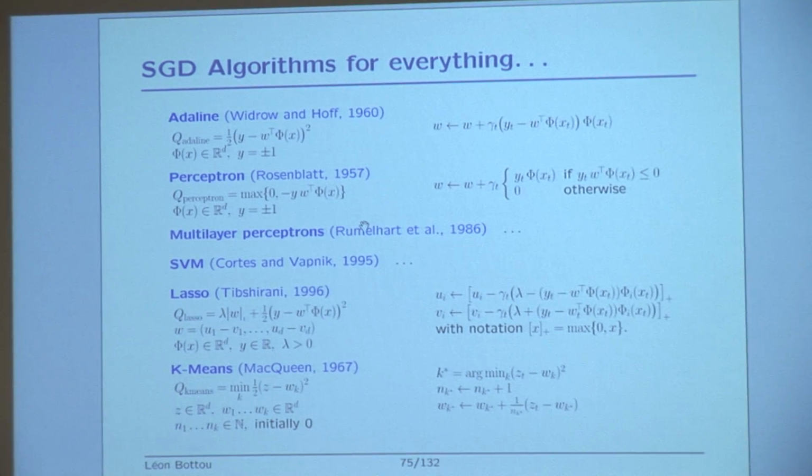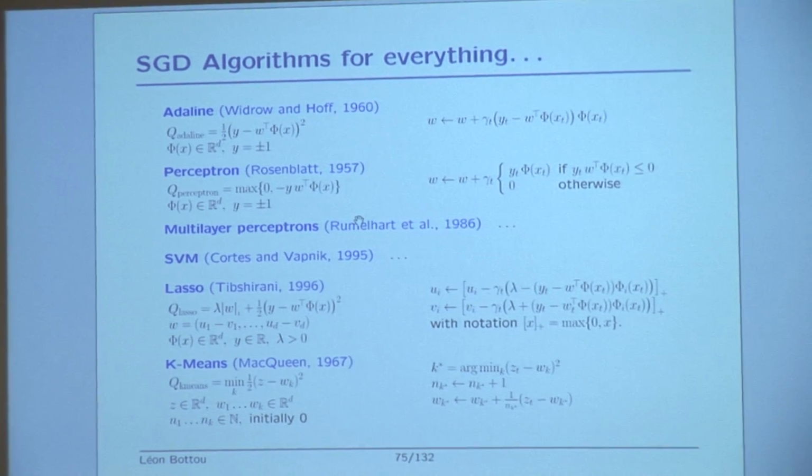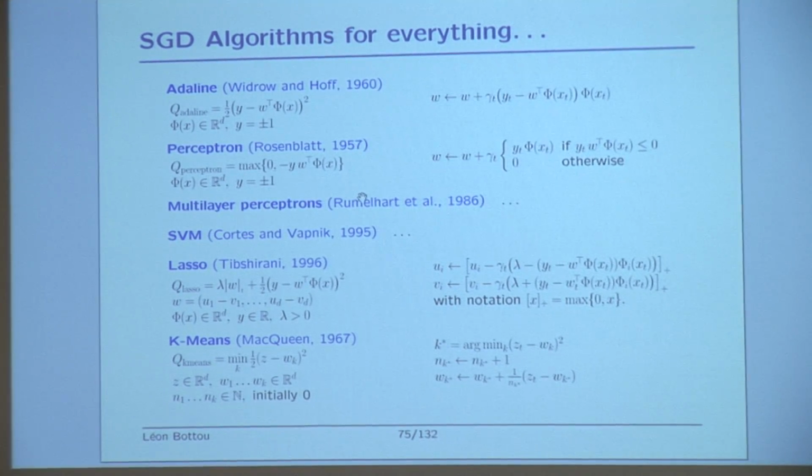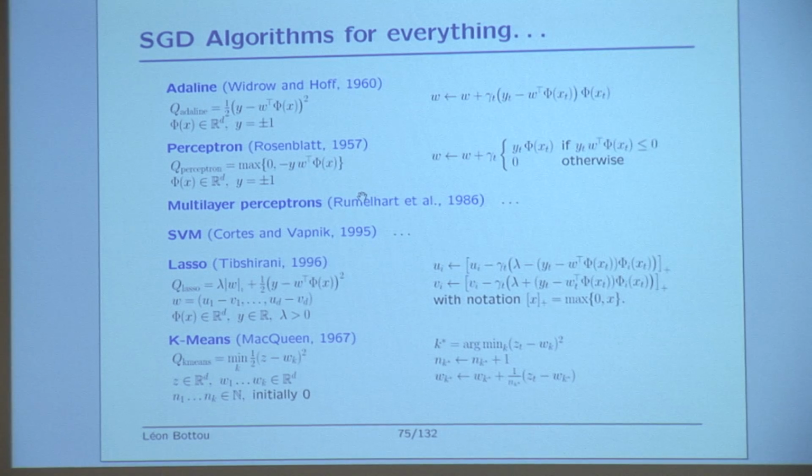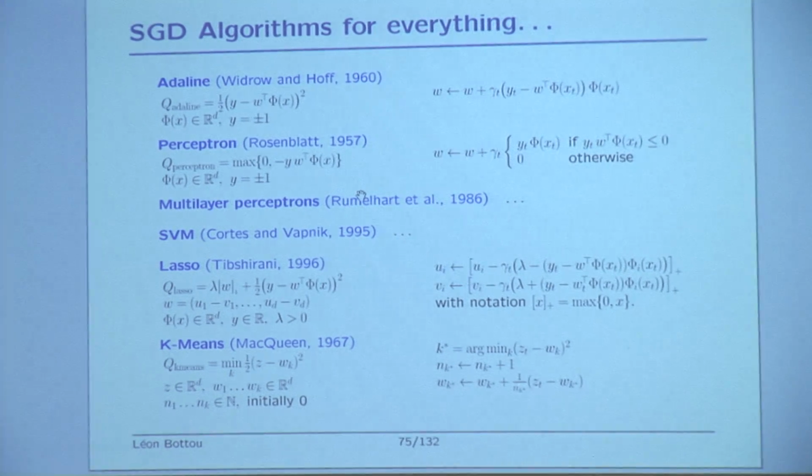But for the perceptron already, you have a non-differentiability. Well, no? OK. No battery. So can you see the mouse?